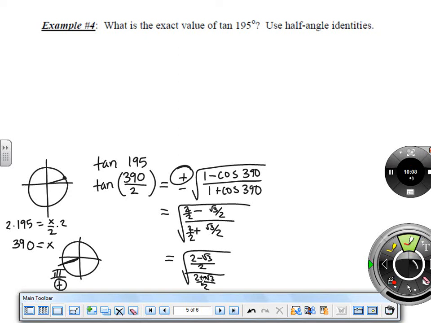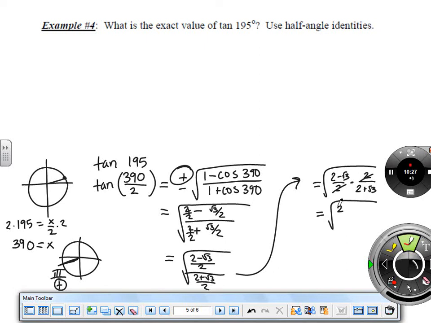Okay. Sorry, I'm going to have to continue over here. So 2 minus rad 3 over 2 divided by means multiplied by the reciprocal of 2 over 2 plus rad 3. And that's still all underneath a radical. So I'm getting 2 minus rad 3 over 2 plus rad 3. Depending on how much they want us to simplify it.